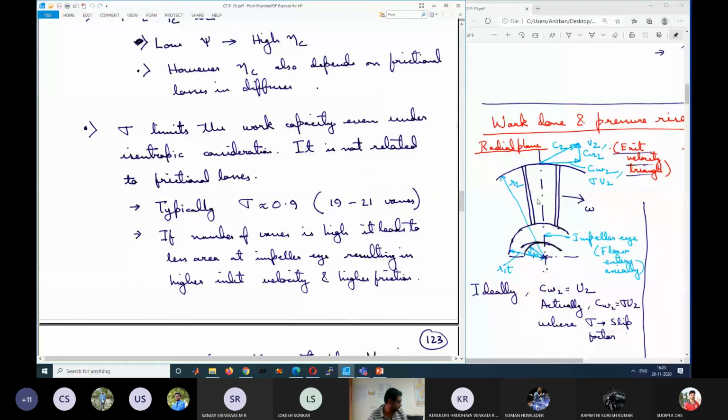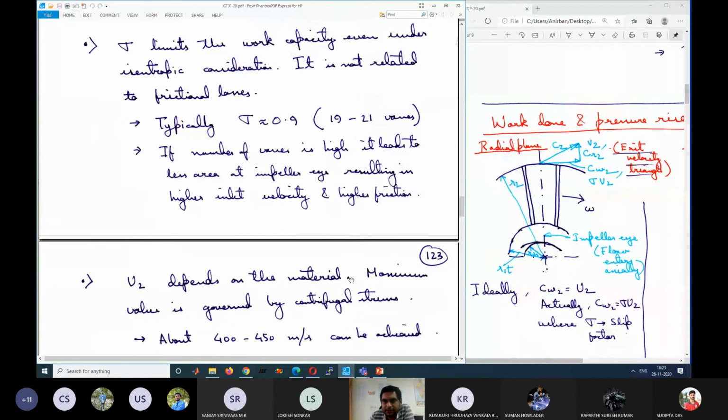Answers, quick answers. You can increase the speed of the blade, increasing the radius. Either the radius or the angular velocity or both. In any case, if you increase either the angular velocity or the radius, the centrifugal stress will increase. If the radius increases, centrifugal stress will increase. If omega increases, centrifugal stress will increase. So if U2 increases, centrifugal stress will increase.